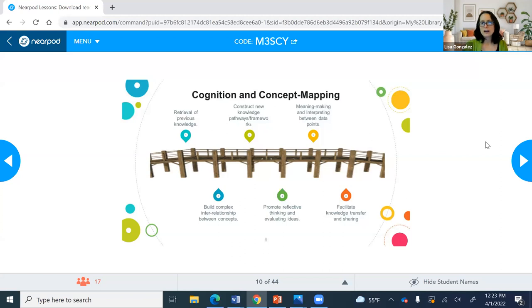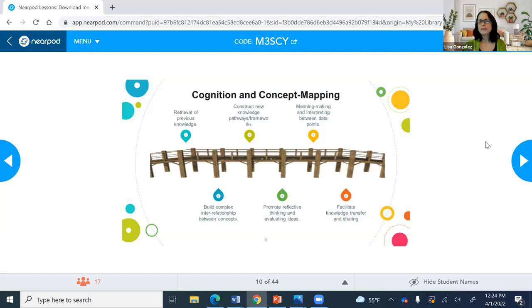So what does cognition have to do with concept mapping? Well, a lot, because concept mapping really promotes retrieval of previous knowledge. Students are creating these maps, thinking about what they already know and bringing it in. They're also forming new pathways and frameworks, because sometimes they have to rearrange pieces of their concept map or look at it in a different way. Since a concept map creates a visual description of their thinking, they're able to see in a tangible format how they might have had the pieces already put together, and maybe they have to reconstruct it a little bit.